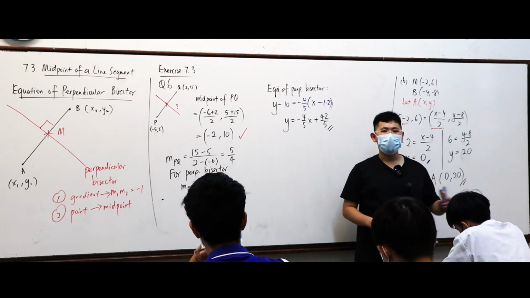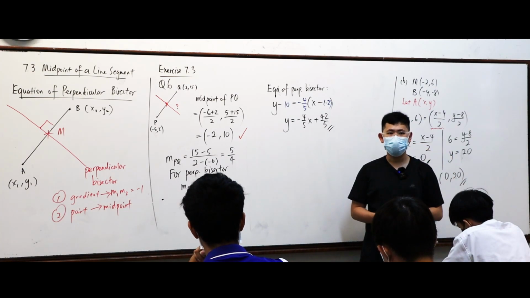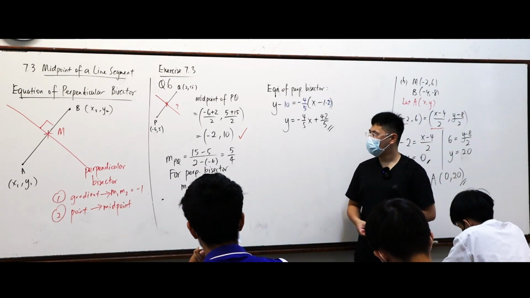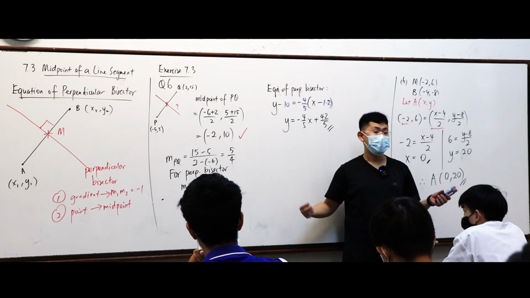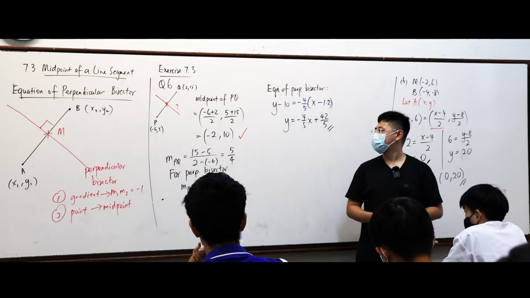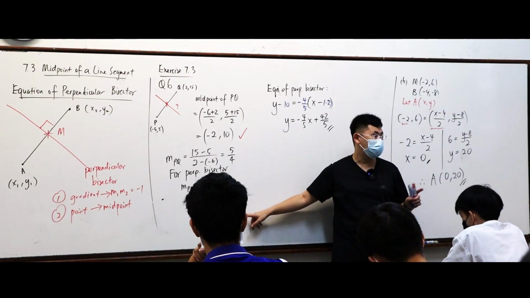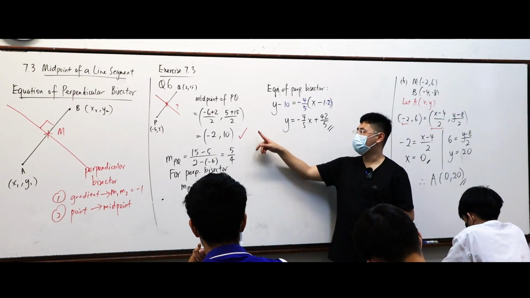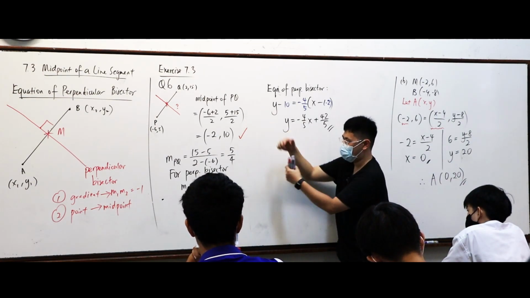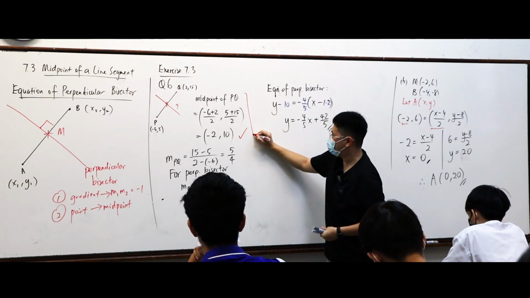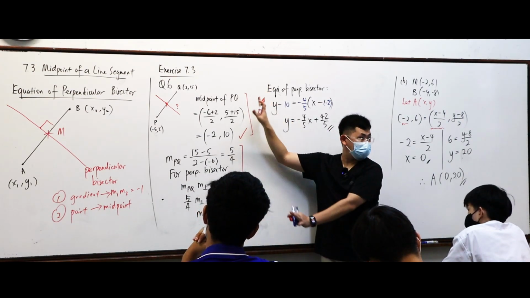Now, just now Marcus asked a very interesting question. Why do you find the midpoint first? Can I find the gradient straight away? Now the answer is this. Technically speaking, you can look for the gradient first, and you can look for the midpoint later. So these two big things, this big chunk over here and this big section over here, can swap.